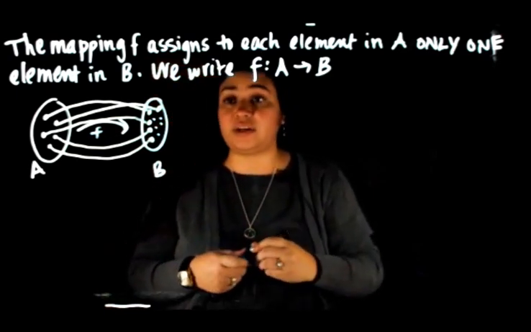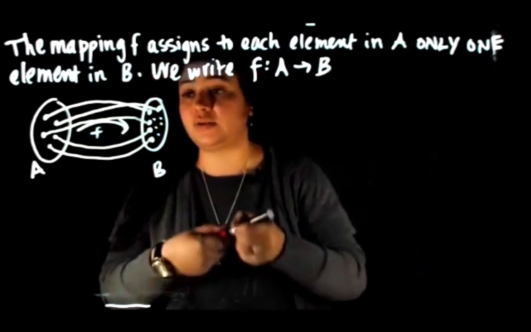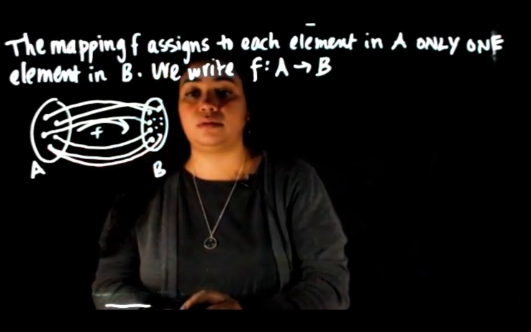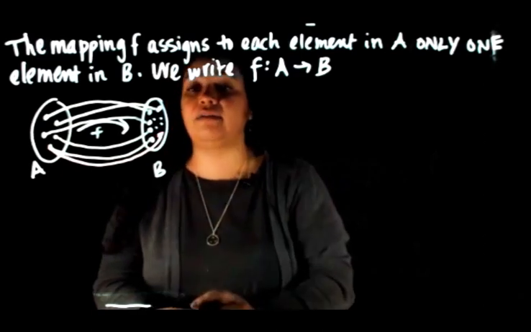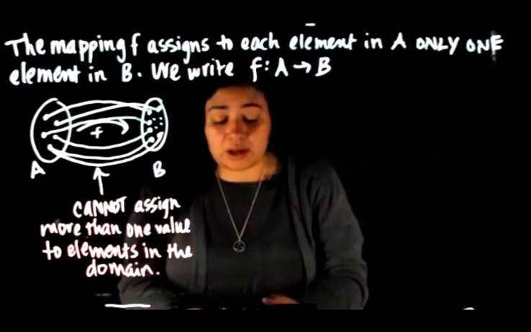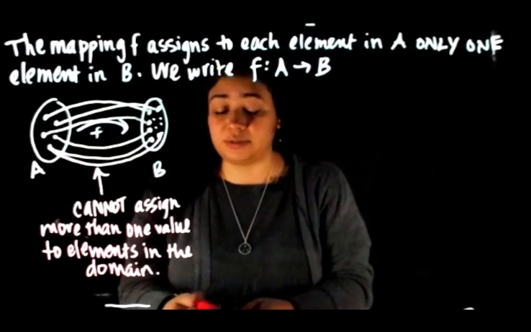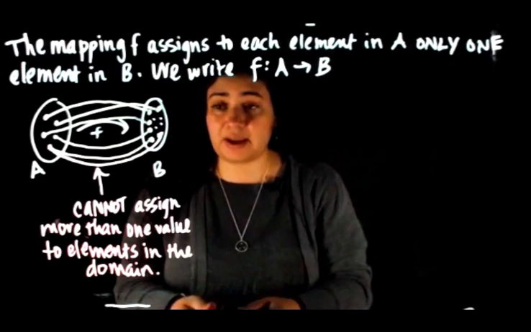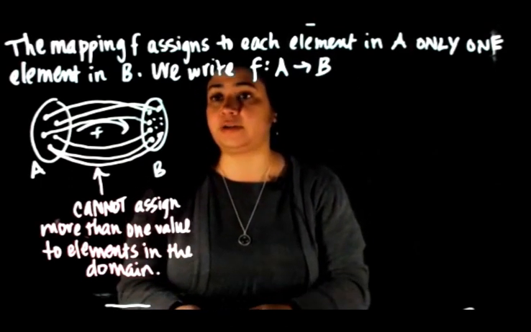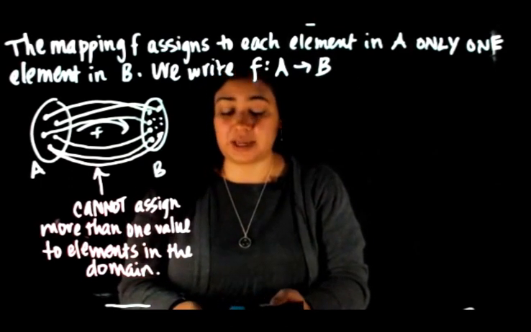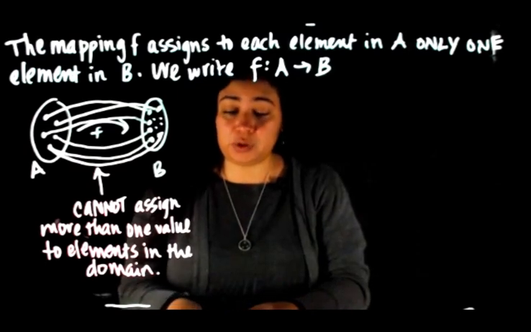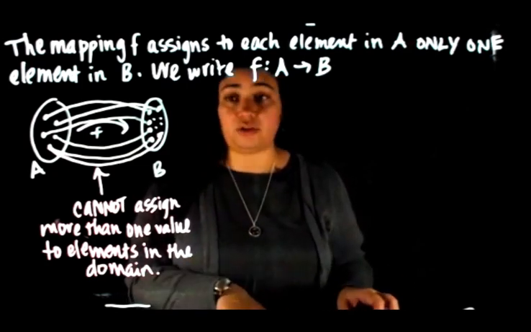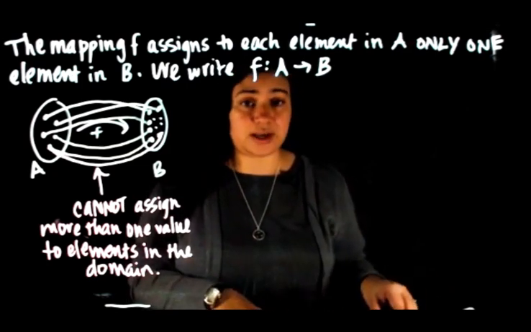What's important to note is that what is not allowed, so it's not allowed to say, well, this one I also want to get assigned to that value in B. You cannot assign more than one value to elements in the domain. So if we made the pink assignment, this would fail to be a function. The yellow assignments, though, would be a function. Even if you cannot write it down explicitly, it satisfies the definition of function, even though we've only given a schematic of what the function does.